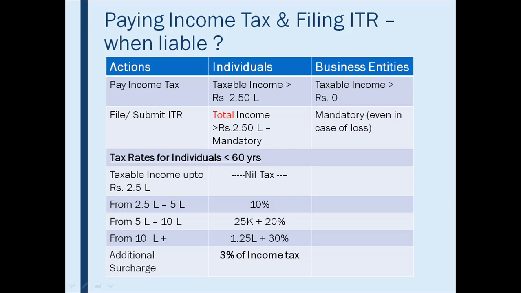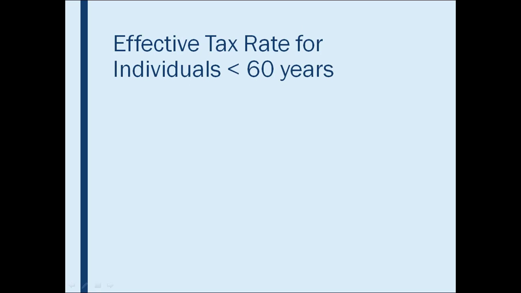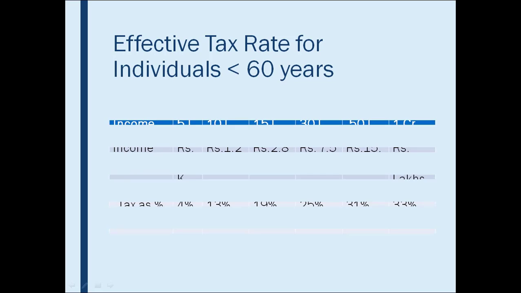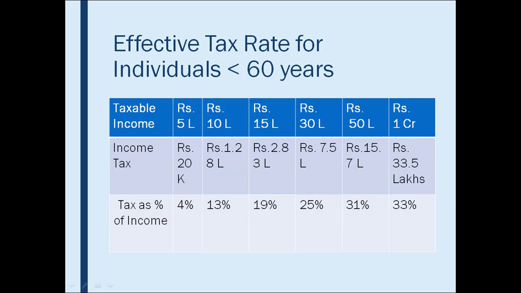And what is the impact of this? Let's take some hypothetical examples and see what my income tax amount is. Here I have considered 5 to 6 scenarios, starting from a low income to the highest income: if my income is 5 lakhs, 10 lakhs, 15, 30, 50 lakhs and 1 crore, what will be my income tax as an individual up to 60 years?